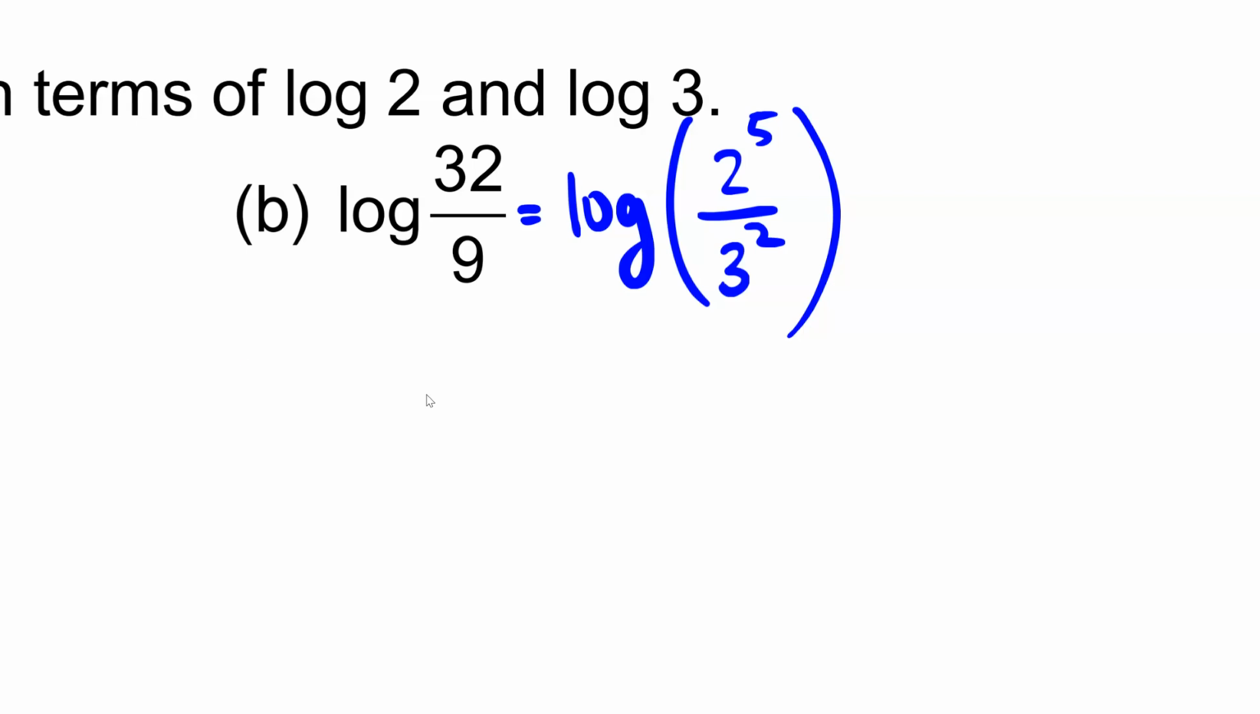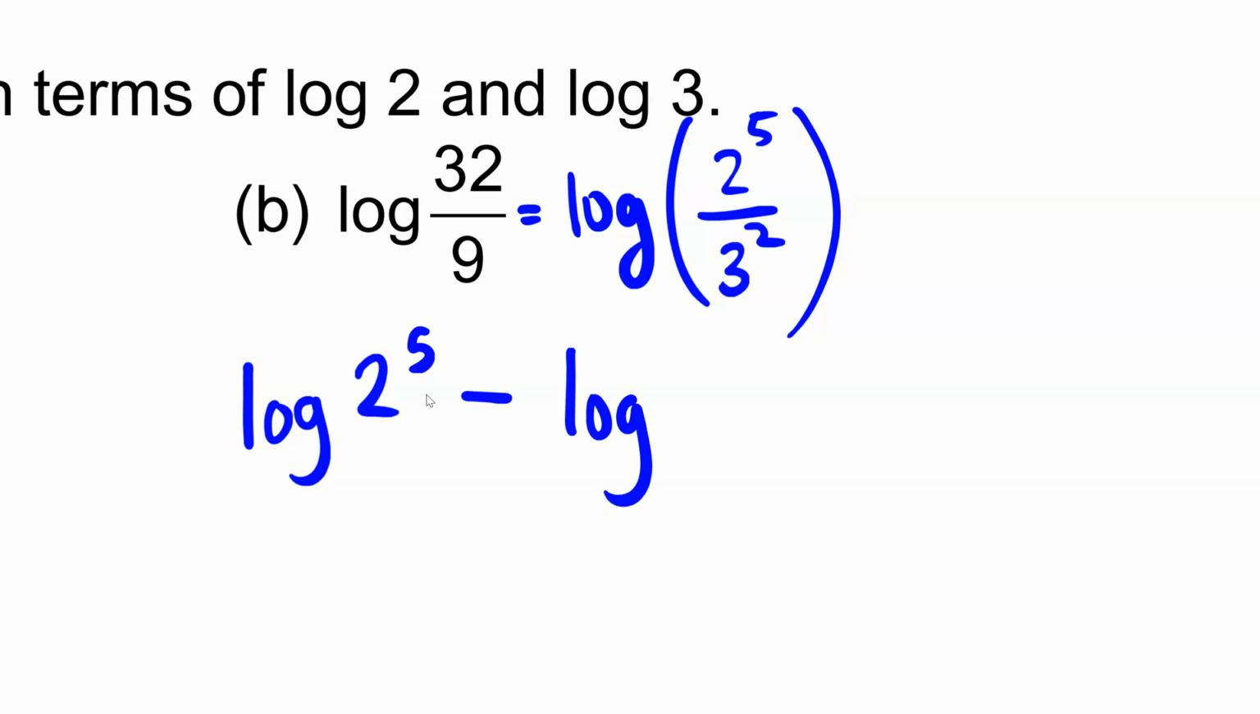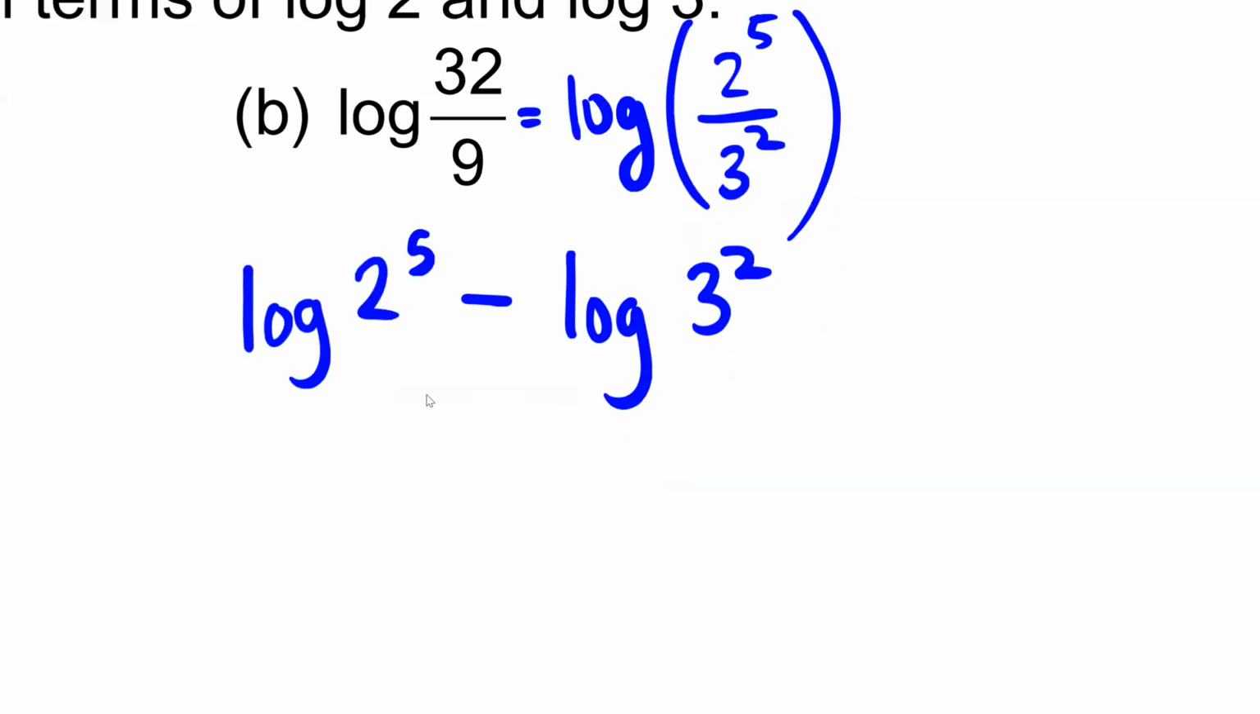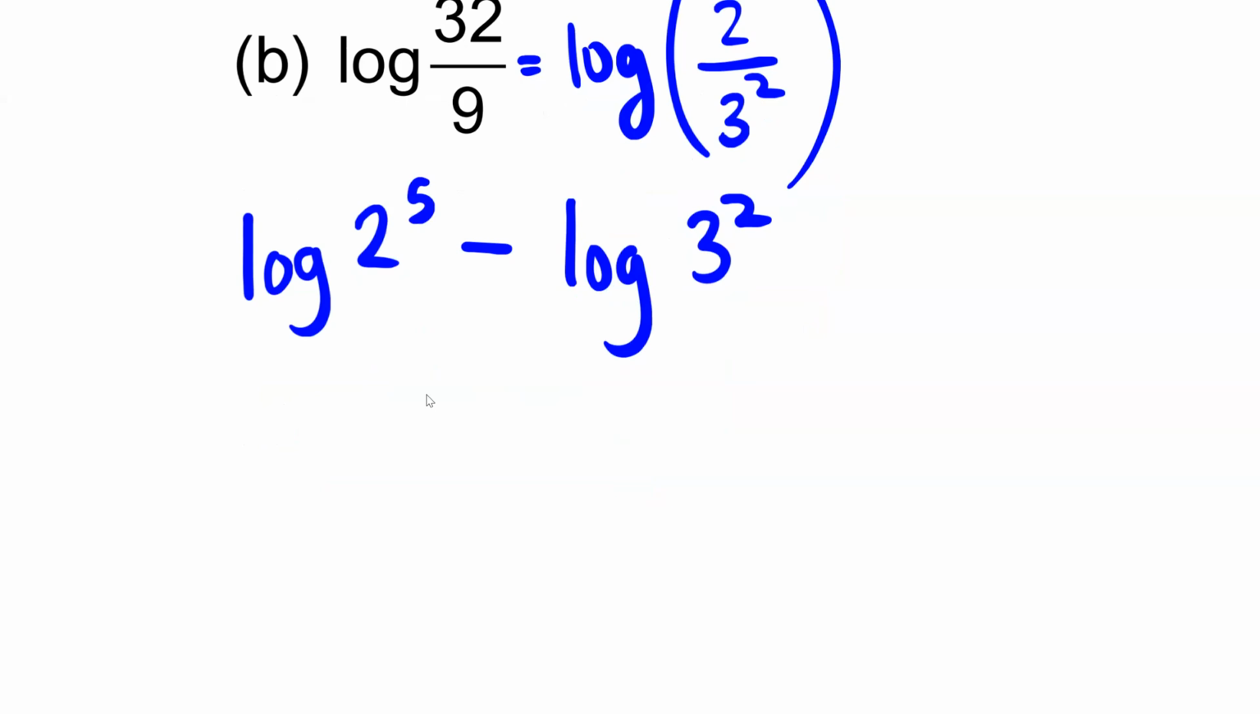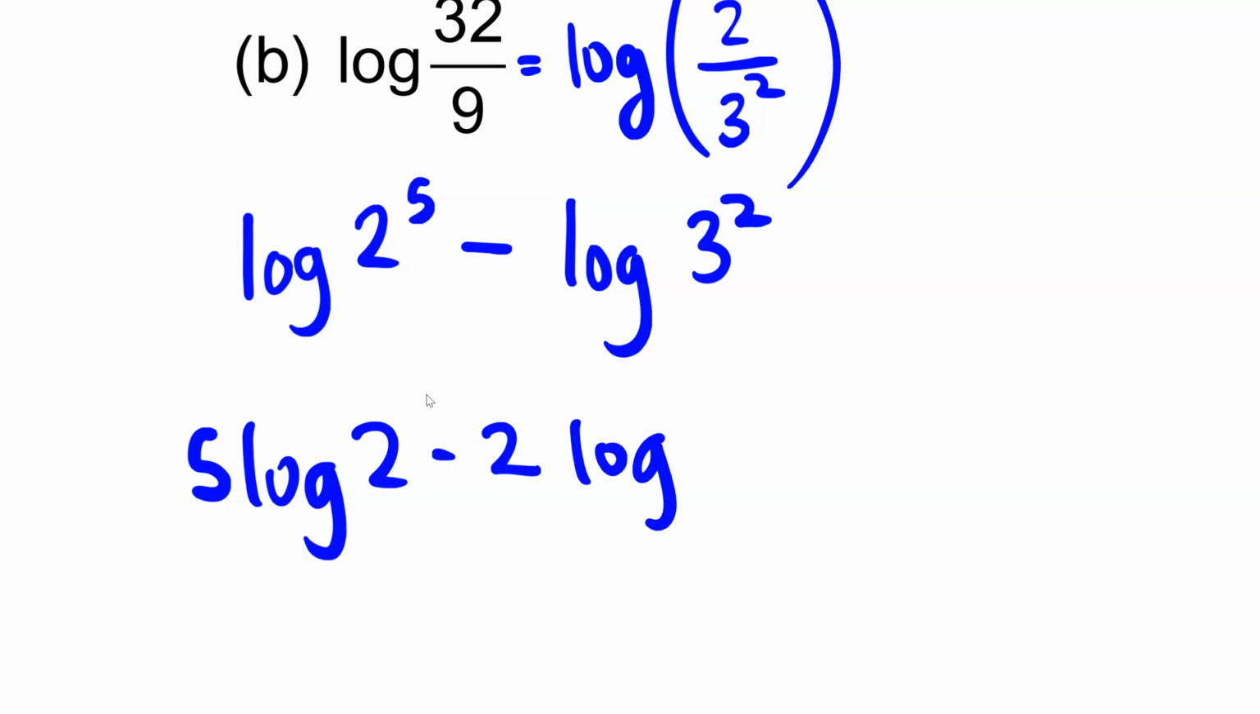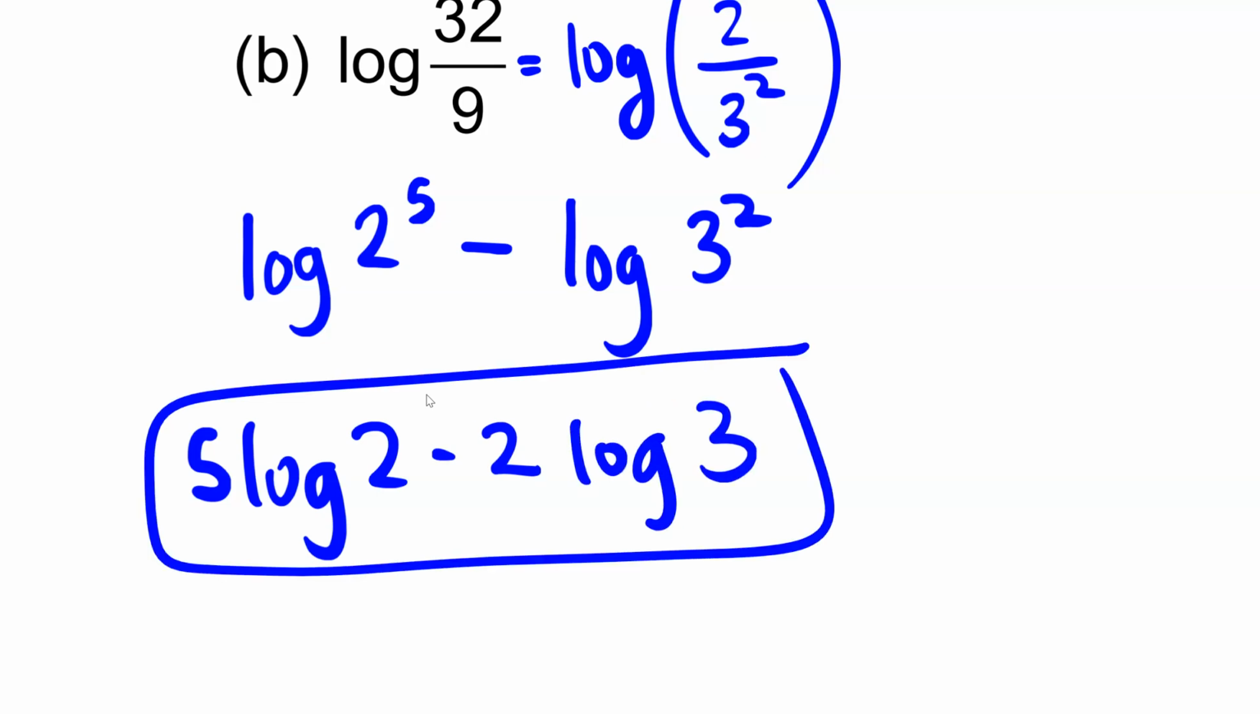So I have a quotient. So that means the top, log of 2 to the 5th, minus the bottom, log of 3 squared. And now I can use the power property. Bring out the exponents in front. So I have 5 log 2 minus 2 log 3. Okay, are we ready to go on?